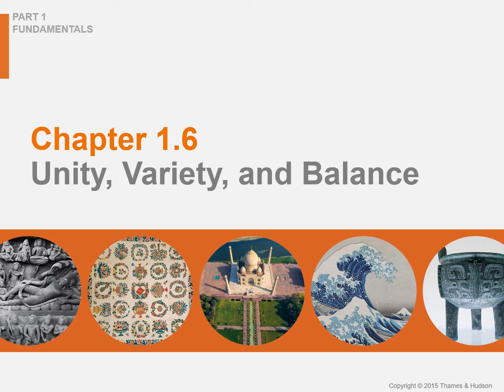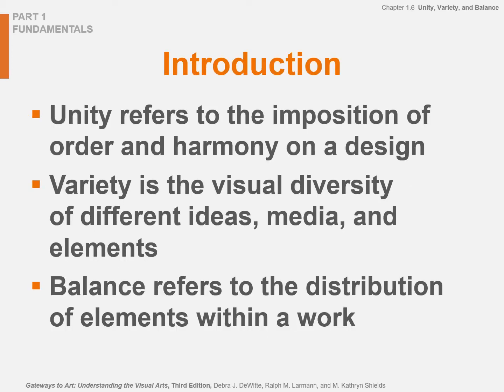Chapter 1.6, Unity, Variety, and Balance. The introduction to this chapter tells us that unity refers to the imposition of order and harmony on a design, that variety is the visual diversity of different ideas, media, and elements, and that balance refers to the distribution of elements within a work.